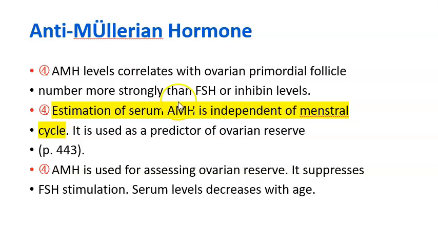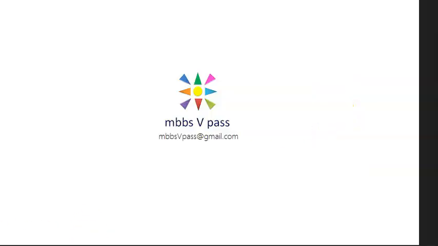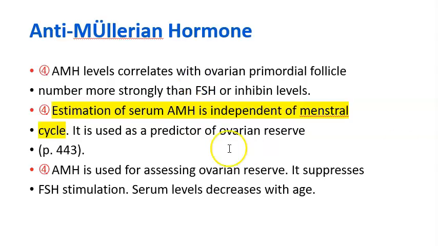Fine. The estimation of serum AMH is independent of the menstrual cycle. That means any day of the cycle you check, first day, day 28, whatever, the serum AMH levels will not alter because of the menstrual cycle day you are in. Because of that, it will not change.